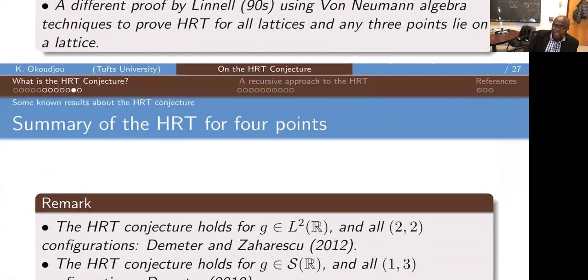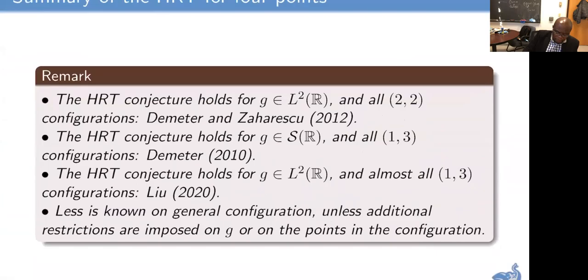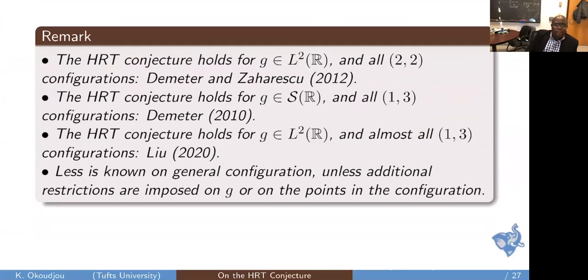So what I would like to do is to focus for a few minutes on the four point case. So we know that it is true for any 3 points. And we want to see what happens for 4 points. I mentioned a few things on the previous slide. And I want to write down a summary of what's known for 4 points.